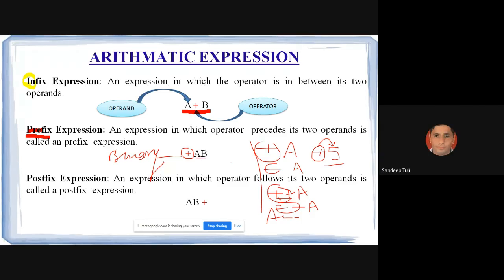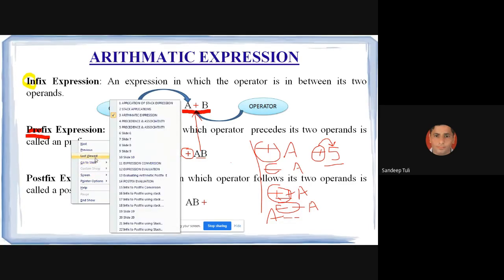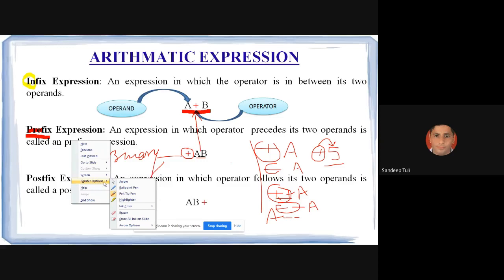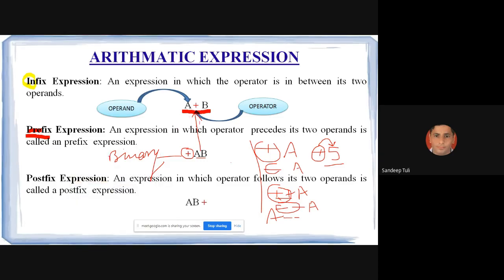So what does it actually mean? Plus AB is actually equivalent to a plus b, but we are writing it in a different form, and that form is known as prefix form. I am not saying that the operation is being performed earlier. All these three have the same meaning: we need to perform the plus operator on A and B, but we are writing them in different forms. The first one is in infix form, the second is in prefix form, and the third is in postfix form.